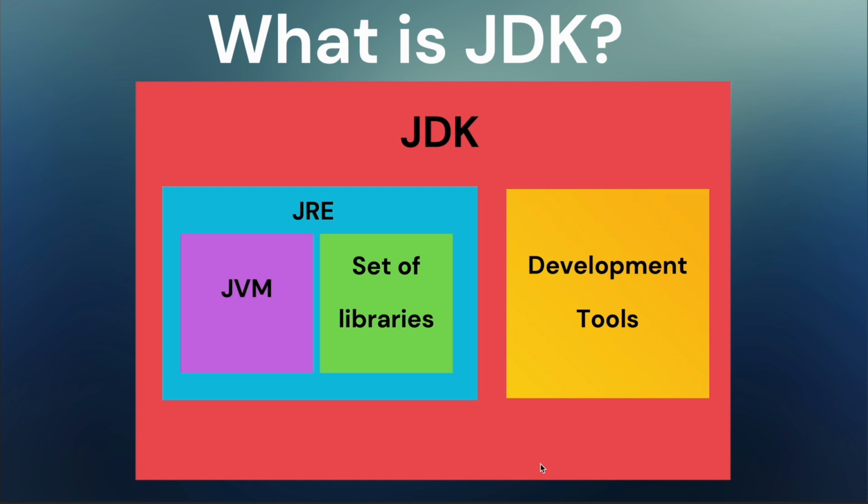JDK stands for Java Development Kit. As the name suggests, it is a complete toolkit for developers. Think of the JDK as a physical toolbox. Inside this toolbox, you get all the tools you need to build Java applications. For example, the Java compiler javac translates your human readable code into the computer code. The Java debugger jdb helps you find and fix bugs in your program.